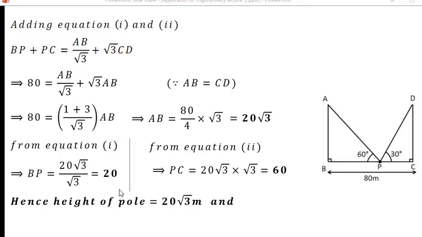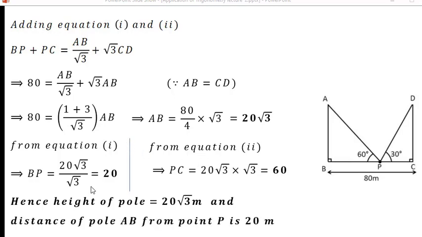Okay, so I will say that the height of the pole is 20 root 3 meter, the distance of pole AB from point P is 20 meter, and the distance of pole CD from point P is 60 meter. Okay, if you say the diagrams are not to scale, therefore you see that BP seems to be bigger than PC, whereas in reality PC is greater than BP.